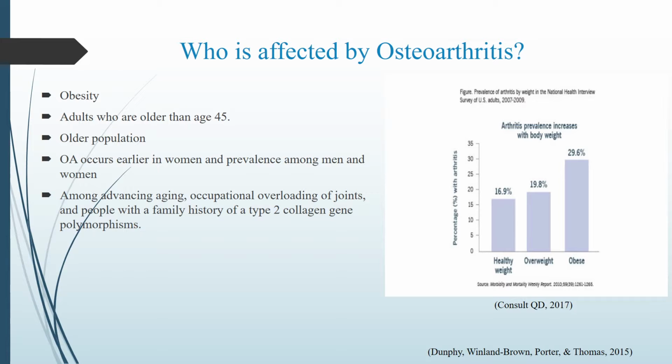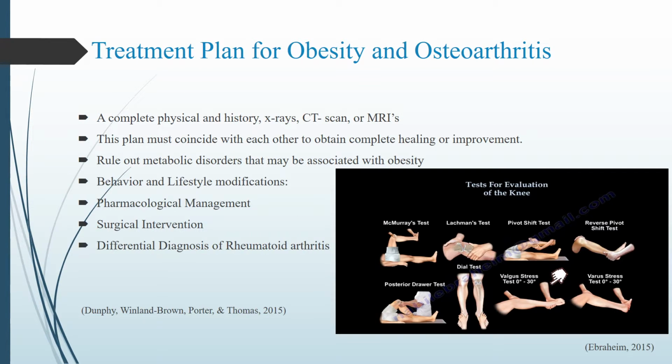We have a lot of work to do in teaching the populations about obesity and how it can affect their joints. Once these people are diagnosed with obesity and they start to have osteoarthritis, we want to make sure we do a complete history and physical and x-rays, CT scans, or MRIs. I know physical therapy is one of the priorities that you want to get them in, because we want to make sure that we try non-invasive techniques first.